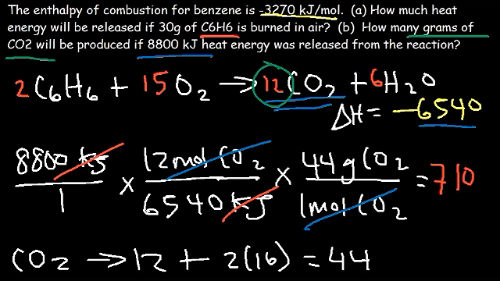710 grams, 0.5 or 0.46. So I'm going to round that to 710. So 710 grams of CO2 will be produced if 8,800 kilojoules of heat energy was released from the reaction. So now you know how to convert from grams to kilojoules and kilojoules to grams using a thermochemical equation.